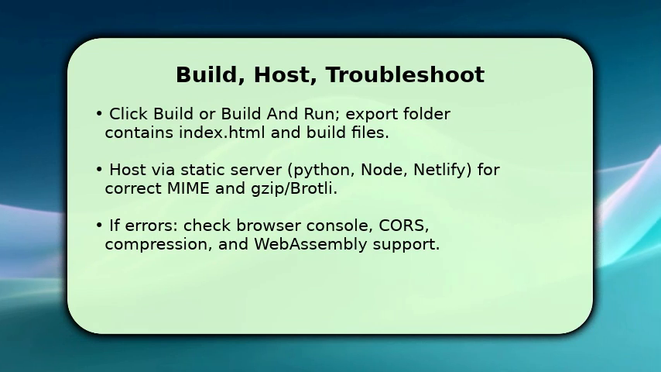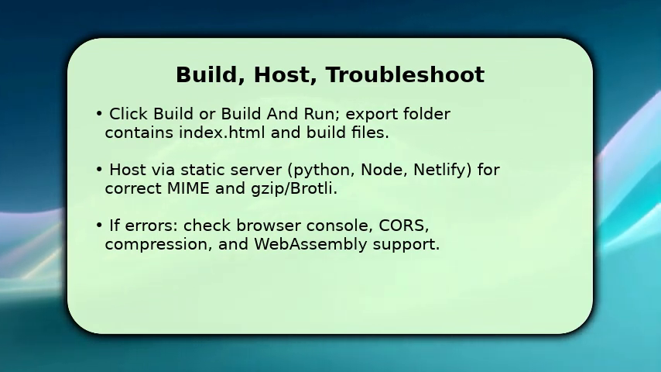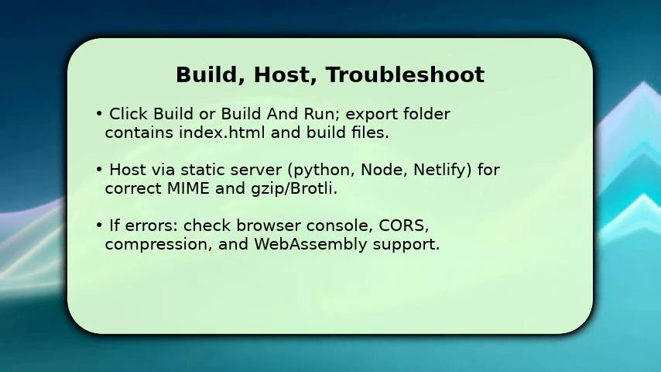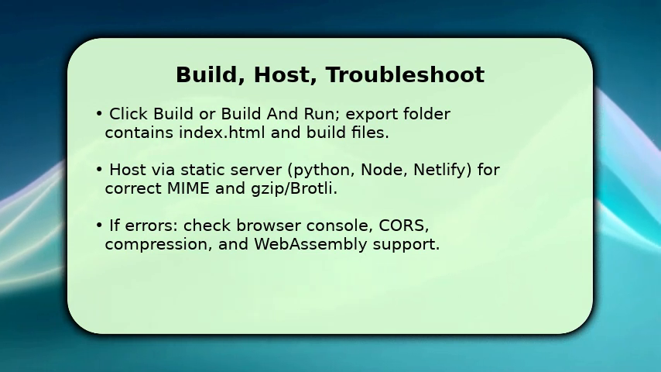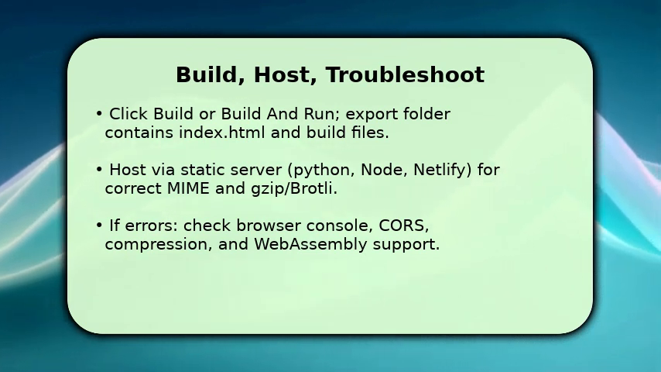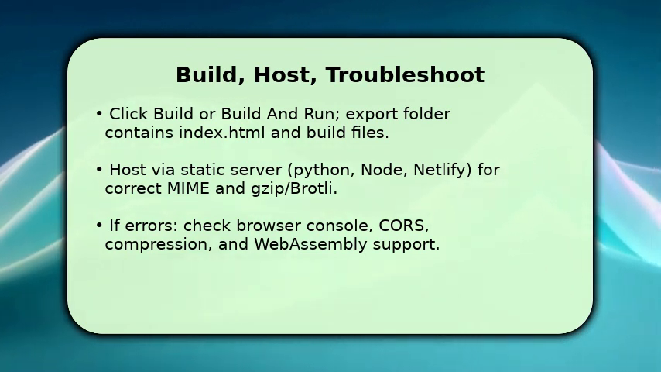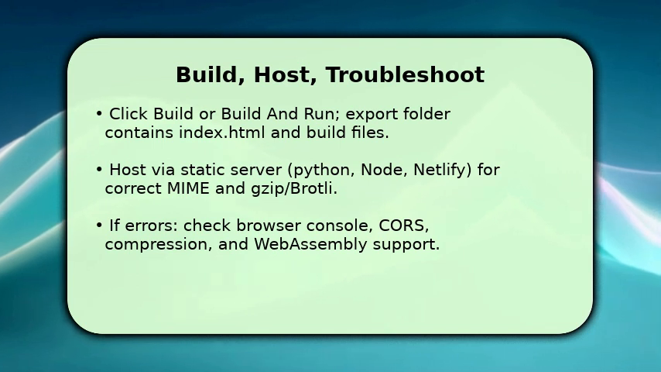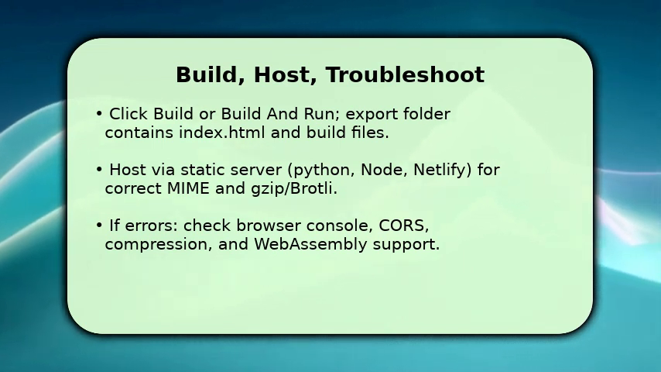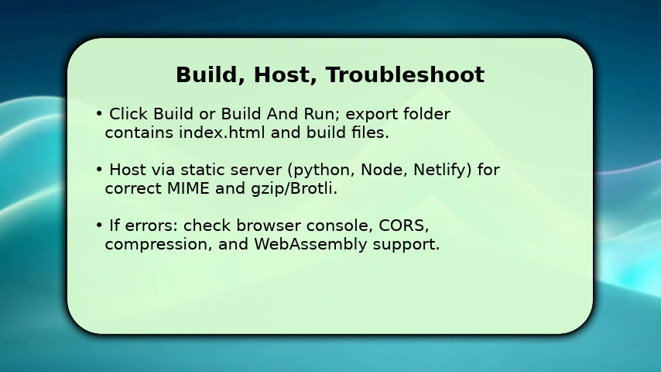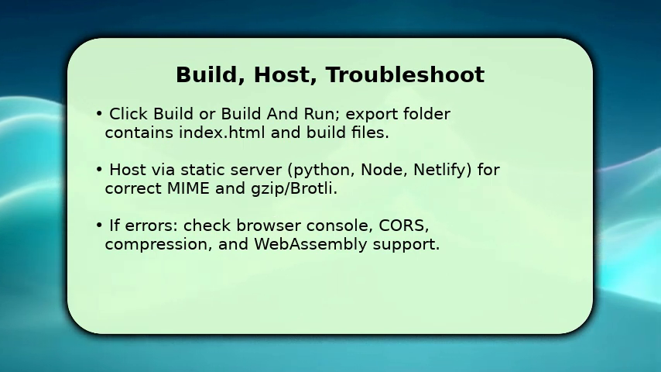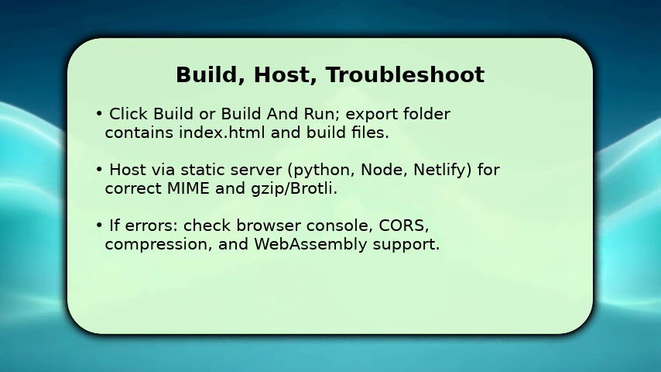Finally, click Build or Build and Run and choose an output folder. You'll get index.html, WASM, and data files ready to host. You must serve them from a static web server, Python's http.server, a Node static server, or a hosting provider, so MIME types and compression are correct. If something fails, open the browser console to inspect errors, verify CORS and server compression, Brotli/gzip settings, and confirm the browser supports WebAssembly. That single console message usually points to the fix.